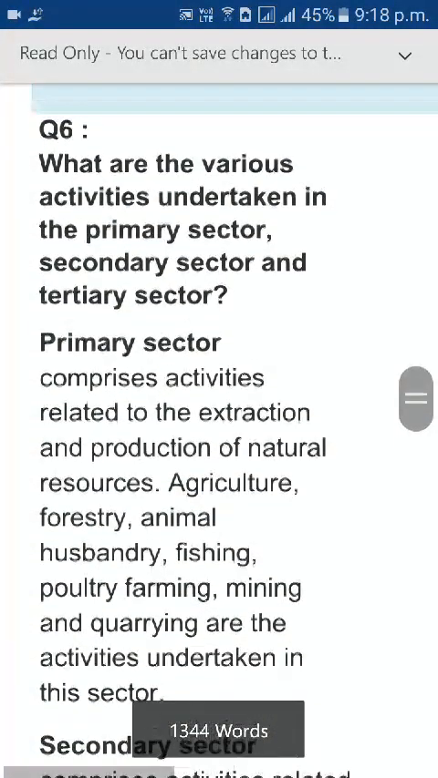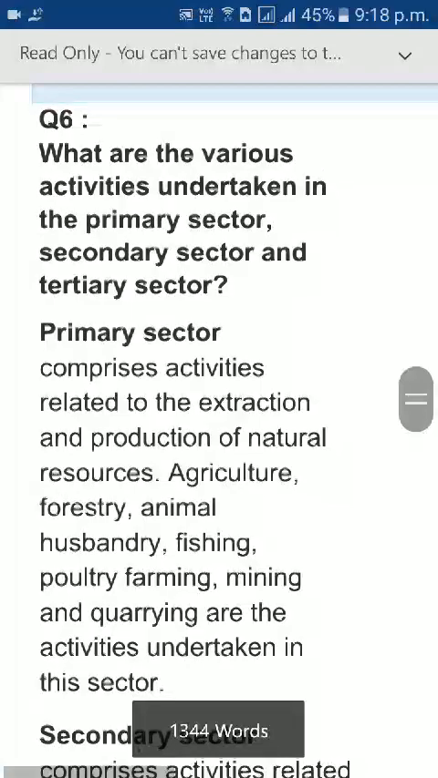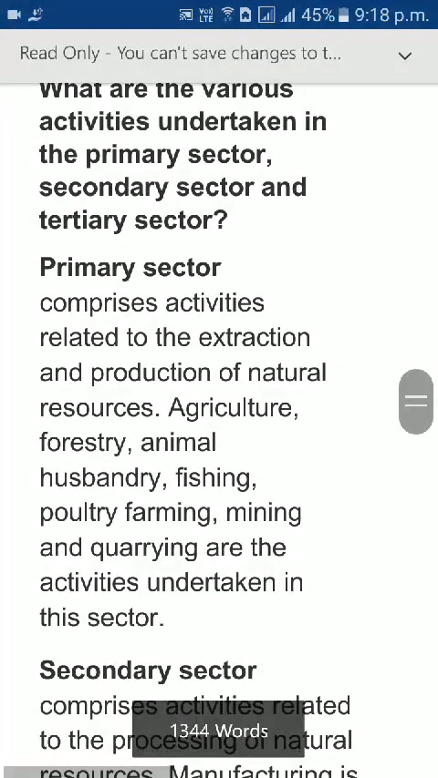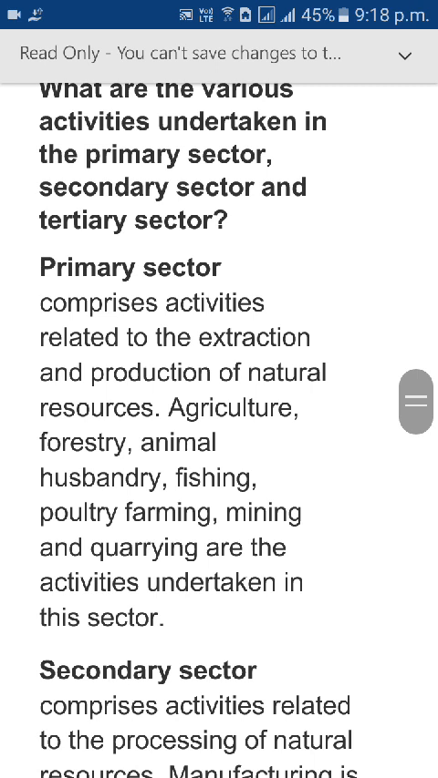So, our sixth question is, what are the various activities undertaken in the primary sector, secondary sector, and tertiary sector? There are three sectors already mentioned in our textbook. The primary sector refers to agriculture and forestry, animal husbandry, fishing, farming, mining, and quarrying, etc.